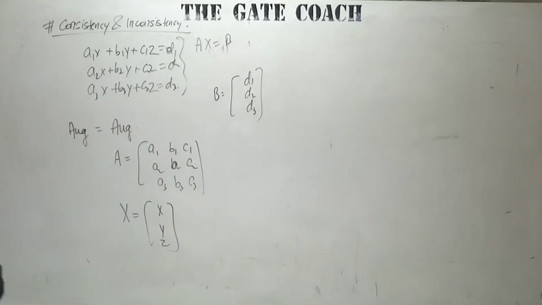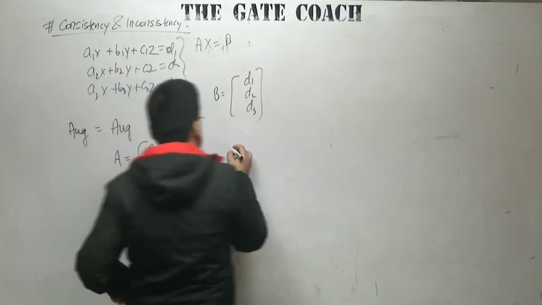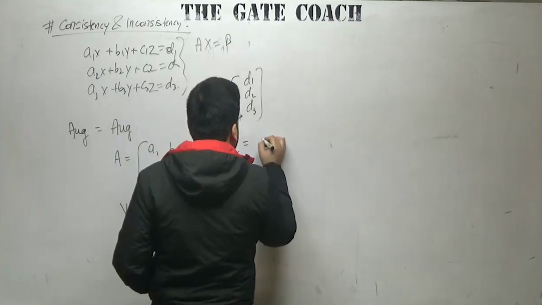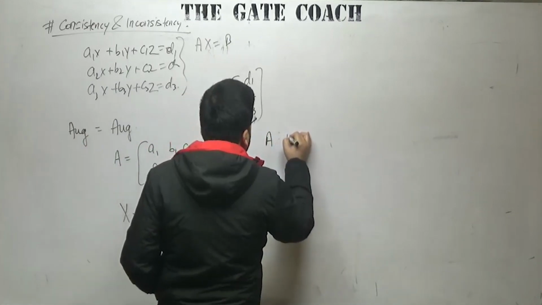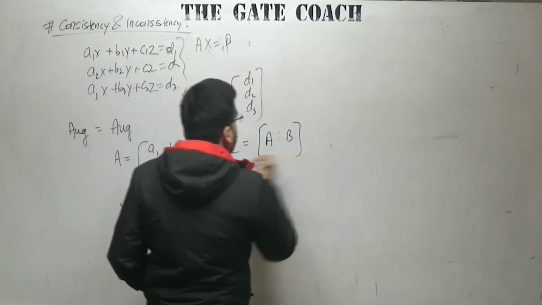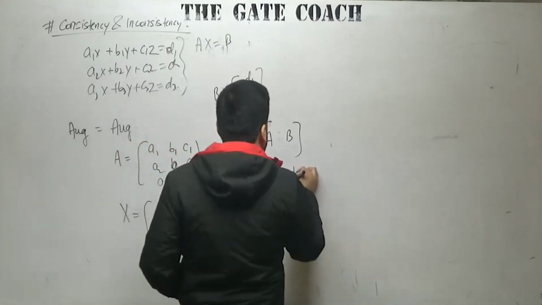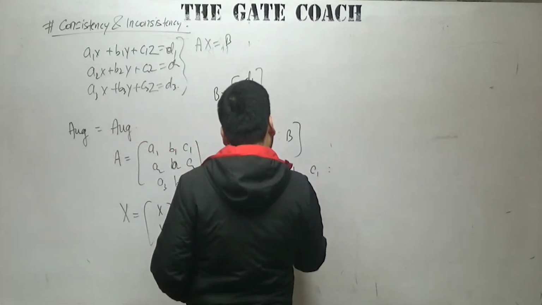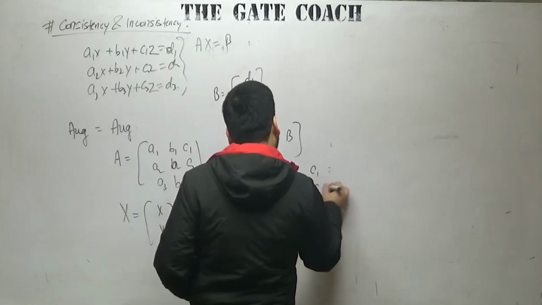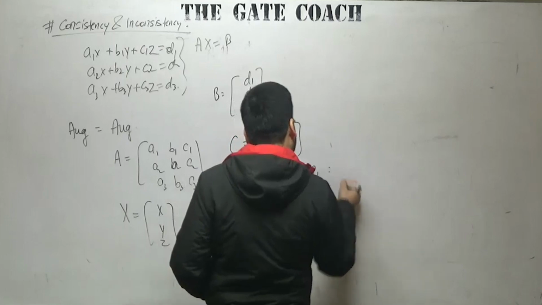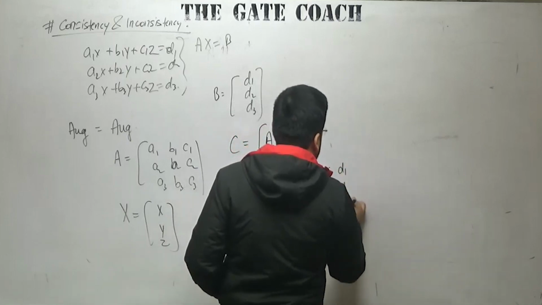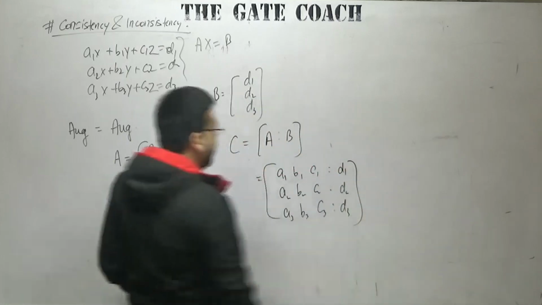This whole thing can be represented as AX equals B. So first of all, we form the augmented matrix. The augmented matrix C is written as [A : B]. That means first write this matrix a1, b1, c1, a2, b2, c2, a3, b3, c3, then a partition, then d1, d2 and d3. This is the augmented matrix.